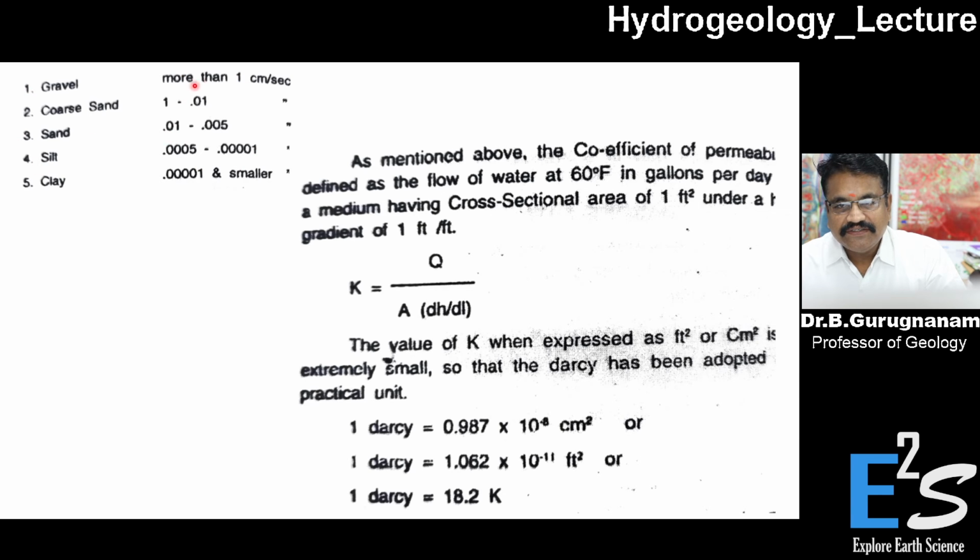As mentioned above, given these factors, the coefficient of permeability is defined as the flow of water, normally taken at 60°F per day. Normally we use a cross-sectional area of 1 foot under a gradient of 1 foot. Taking 1 foot by 1 foot, the formula for assessing this is K equal to Q over the area, with dH by dl being the inclination at which the water is flowing. The value K, when expressed in feet squared or centimeter squared, is extremely small, so the Darcy has been adopted as a practical unit. 1 Darcy is equal to 0.987 times 10 to the power of minus 8 centimeter square, or 1 Darcy is equal to 1.062 times 10 to the power of minus 11 feet square, or we can express 1 Darcy is equal to 18.2 K.